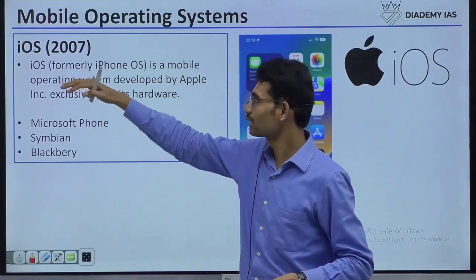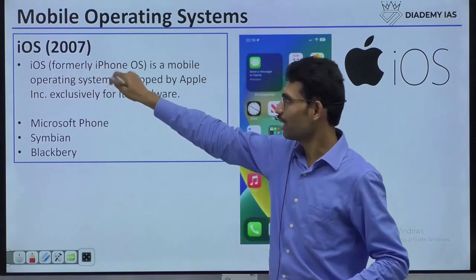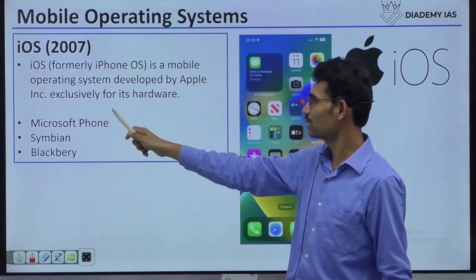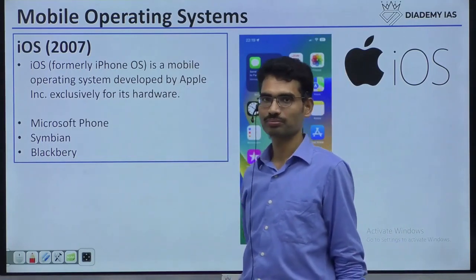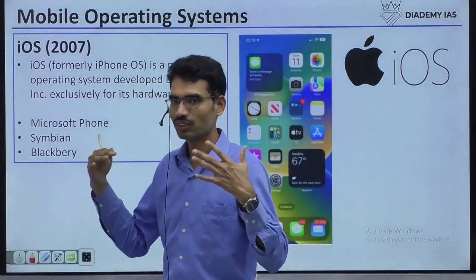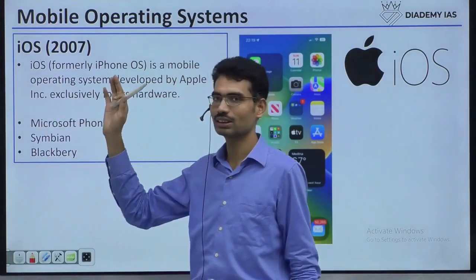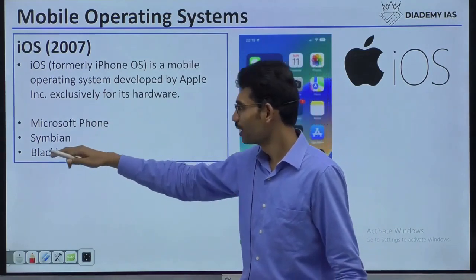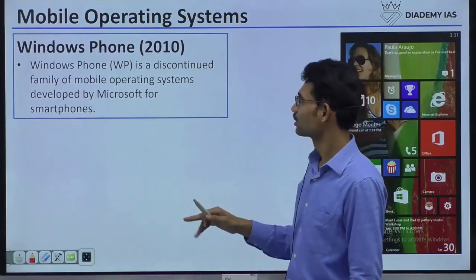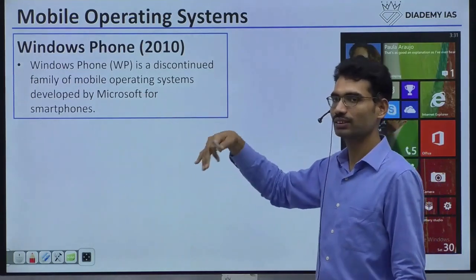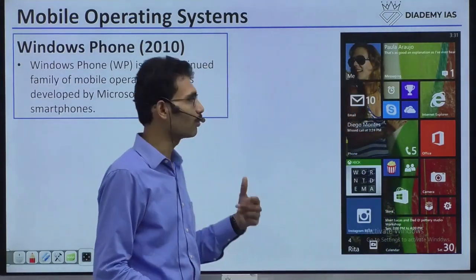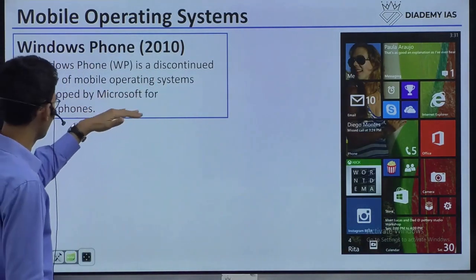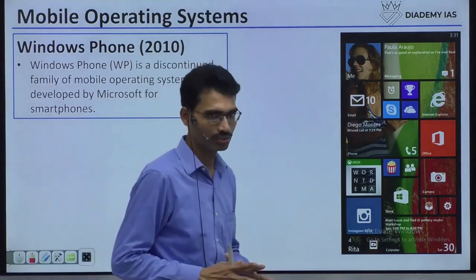Once their mobiles came, their mobile contained iOS. iOS, formerly iPhone OS, is a mobile operating system developed by Apple exclusively for its hardware. Whatever Apple hardware is there, this operating system is designed for their hardware. Microsoft phone, Symbian, and BlackBerry are other examples. When it comes to Windows, Windows also tried to use their own software on the mobiles, but it did not work out. It's a discontinued family of mobile operating systems developed by Microsoft for smartphones.